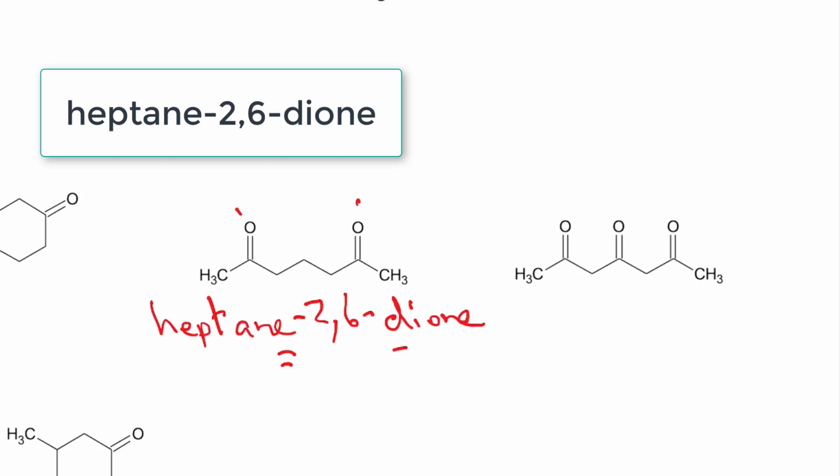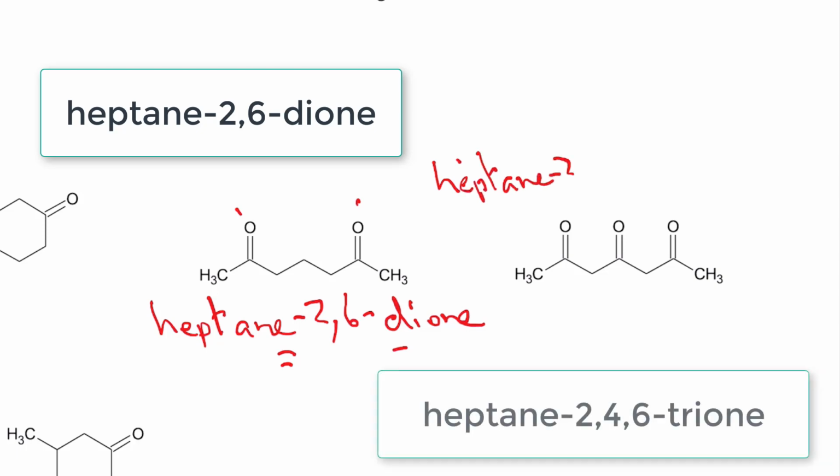And similarly, when I name the next compound, I've got a trione. So in the 2, 4, and 6 position I have a trione. So again, this is a heptane. And in the 2, the 4, and the 6 position, I have 3 ketones, so I have a trione.